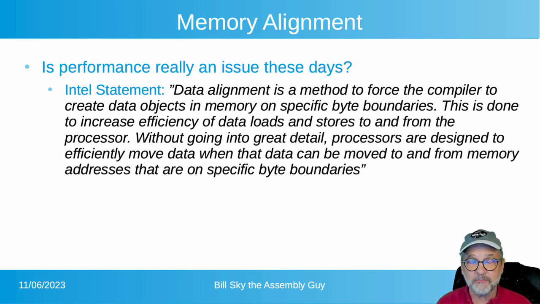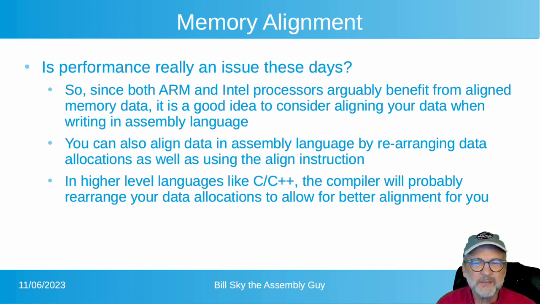So if you're doing a lot of memory work, like processing a graphic image, it might be a good idea to align things. And even Intel says, without going into great details, processors are designed to efficiently move data when that data can be moved to and from memory addresses that are on specific byte boundaries. And for the NUMA processors, the most recent processors out of Intel, the byte boundary is 64. So it's always a good idea to align things on 64. So since both ARM and Intel processors arguably benefit from aligned memory data, just take the safe way. Just go ahead and align things if you're worried about performance.